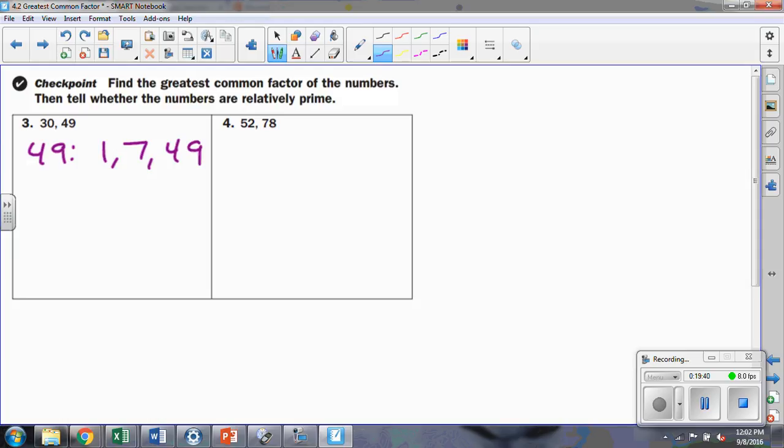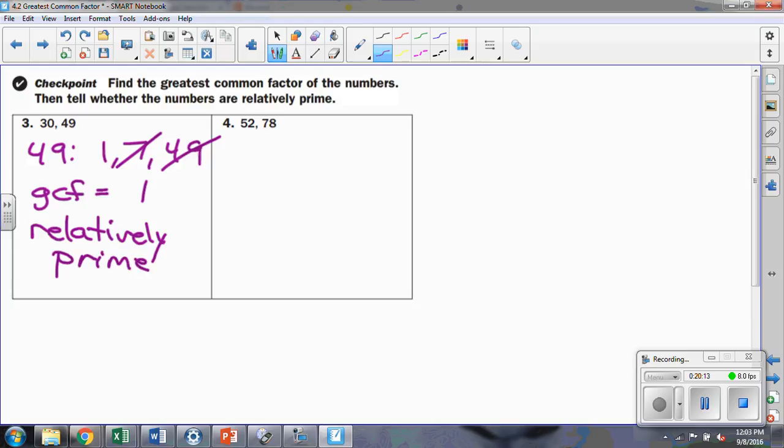Will 49 go inside 30? No. Will 7 fit inside 30 perfectly? No. Well, if neither one of those are factors of 30, then I don't have to do anything else. I already know that the greatest common factor has to be 1 because the other two possibilities don't work. Because my greatest common factor is 1, I know that these actually are relatively prime. That's a big reason why I like the list method better.